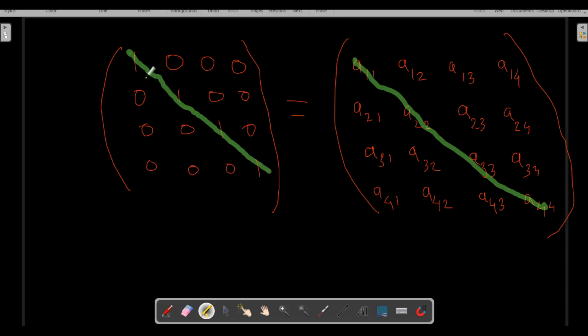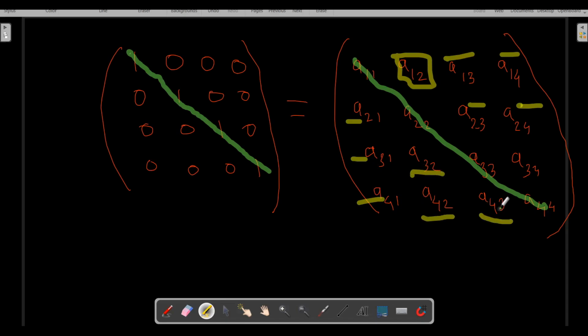Okay, for i equal to j they are equal to 1, and here i is not equal to j. Similarly, here i is not equal to j, here also i is not equal to j, and this also i is not equal to j. So all these elements, have a look, where i is not equal to j, they are 0.